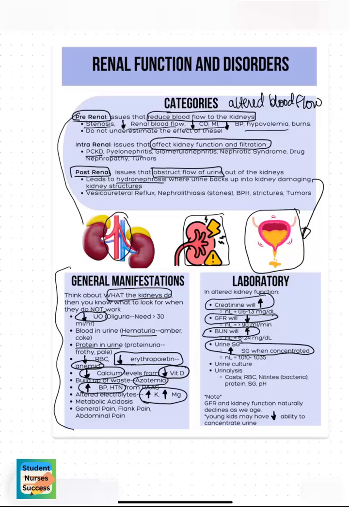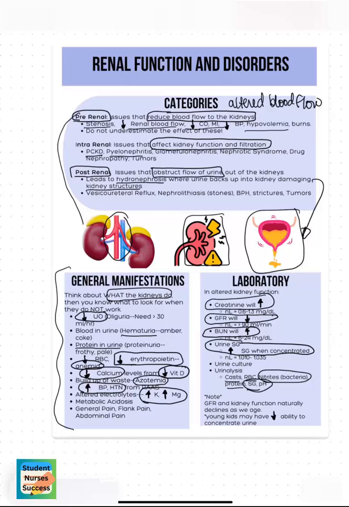We may look at urine cultures to identify urinary tract infections. We can look at urinalysis to identify if there are casts, red blood cells, or protein in the urine. We can also see nitrites, which are the byproduct of bacteria. So that would signify some type of infection or urinary tract infection. And we can also monitor specific gravity and urine pH with urinalysis.